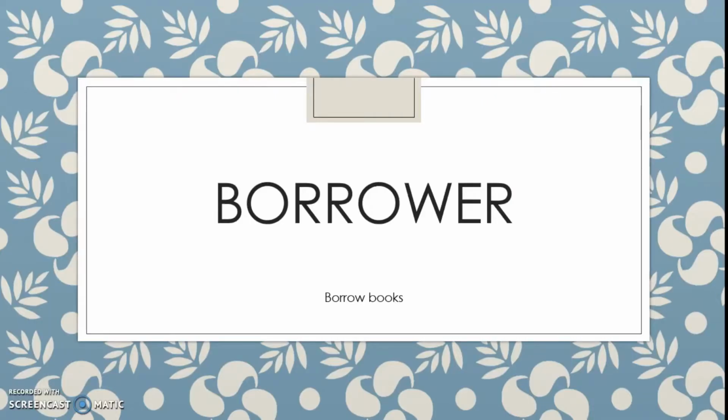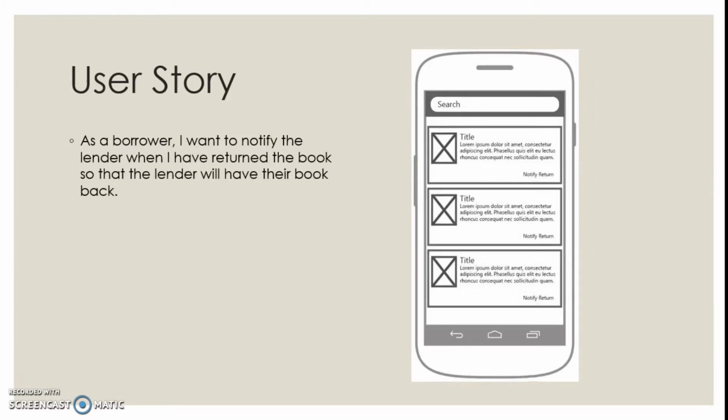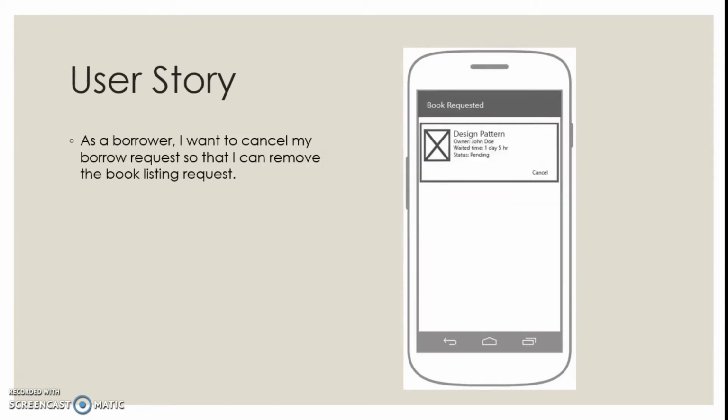For the borrower, it is someone who will be able to borrow the books through the app. As a borrower, I want to request an available book listing so that I can borrow it. As a borrower, I want to notify the lender when I have returned the book so that the lender will have their book back. As a borrower, I want to cancel my book request so that I can remove the book listing request.